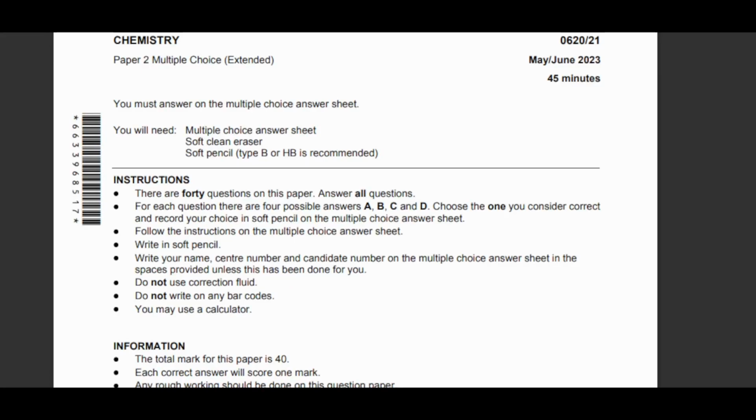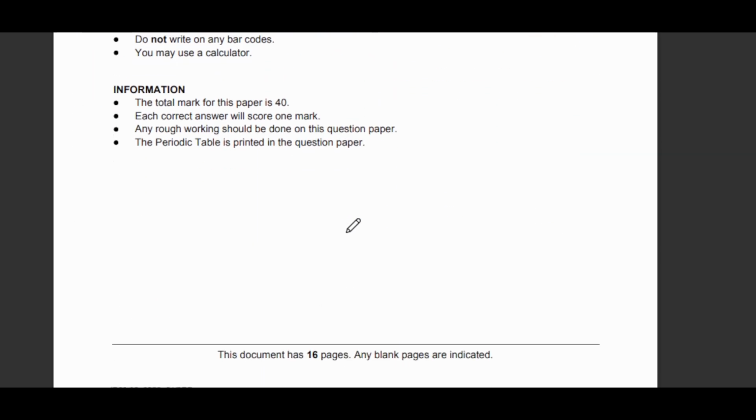Hi everyone. Today I will be doing a chemistry past paper. So this is 0620/21. So it's paper 2, May-June 2023, Cambridge IGCSE past paper. Okay, so there are 40 questions and you need to answer all the questions. And well, let's begin.